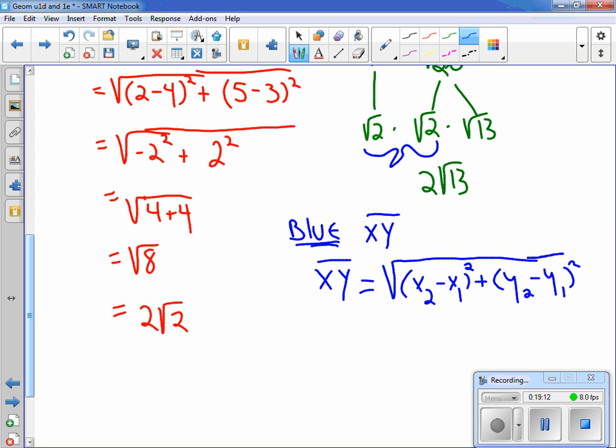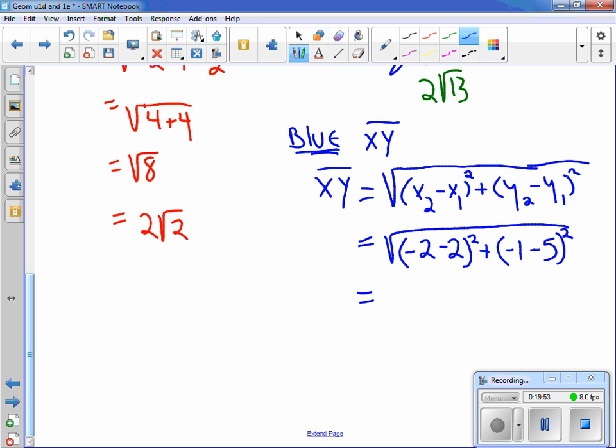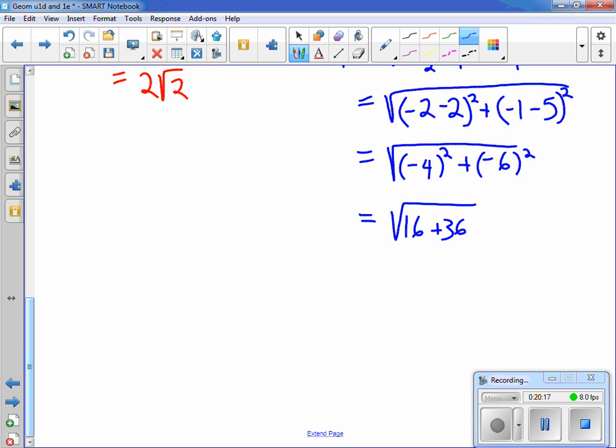We'll fill our coordinates in. So the square root of negative 2 minus 2 squared plus negative 1 minus 5 squared. So what we're going to have is negative 2 minus 2 is negative 4. Square that. This gives us negative 6. We'll have 16 plus 36, which will again give us 52.